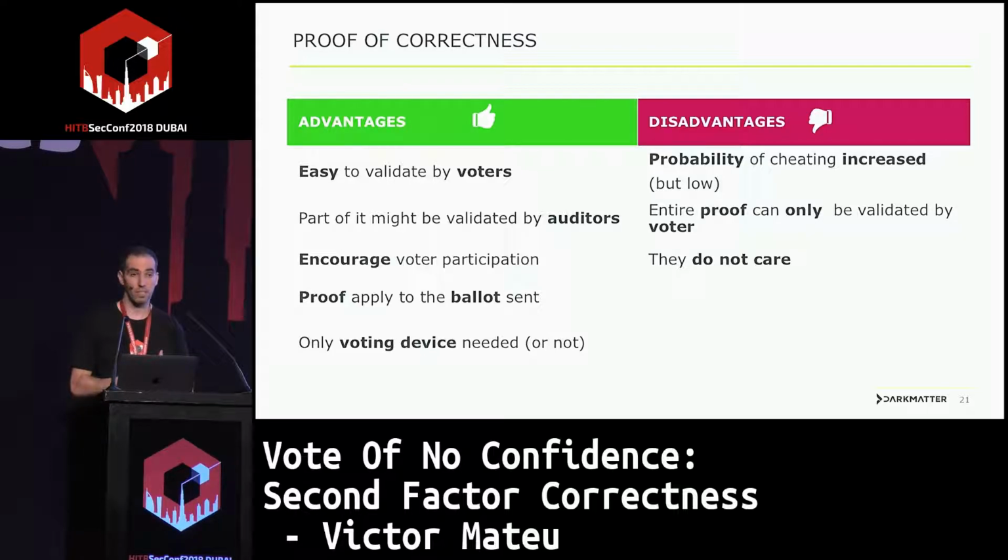The probability of cheating here has increased because in the previous case, you opened the ballot, so no one could cheat. It's 100% chances of knowing if that is correct or not. In this case, you rely on a very negligible probability, but it's worth mentioning. Then the entire proof can only be validated by the voter, which basically means that even if you do the proof, the only one who can proceed with it is the voter. And again, we have the same problem. They do not care. They don't want to do it. So we need to find an approach that is also more active.